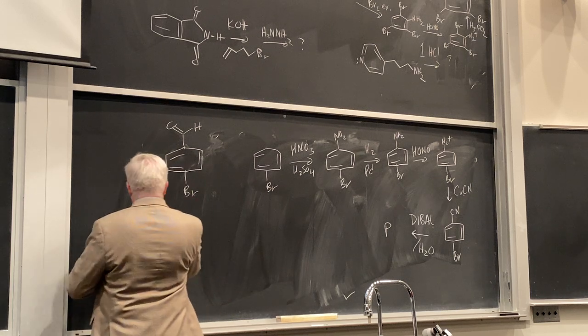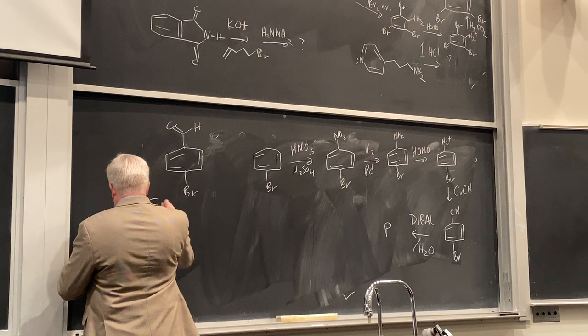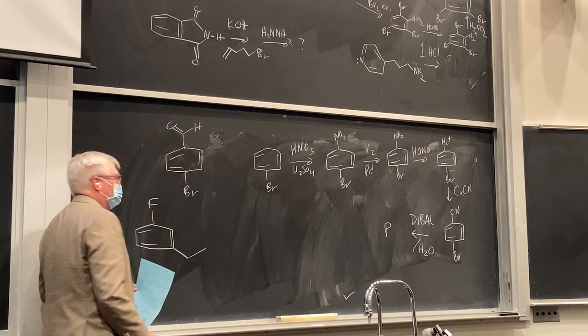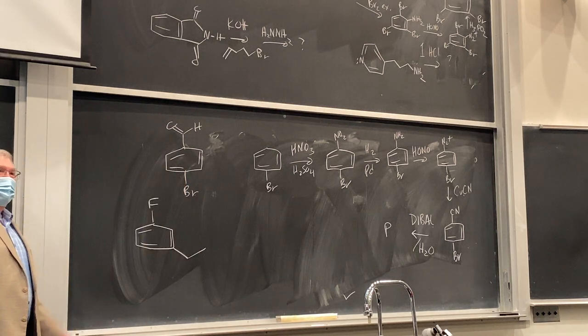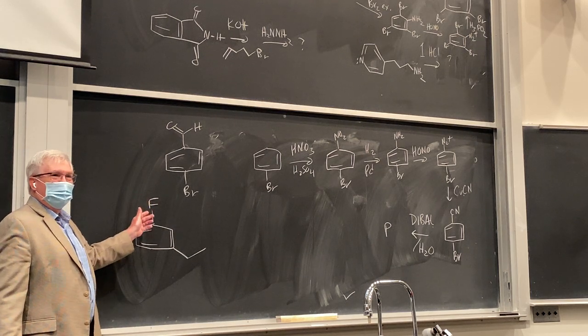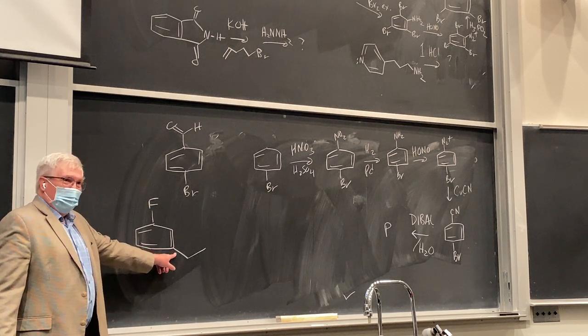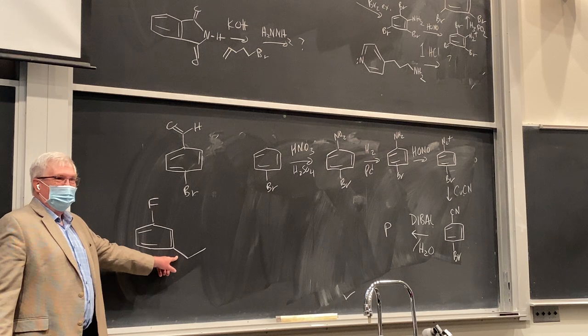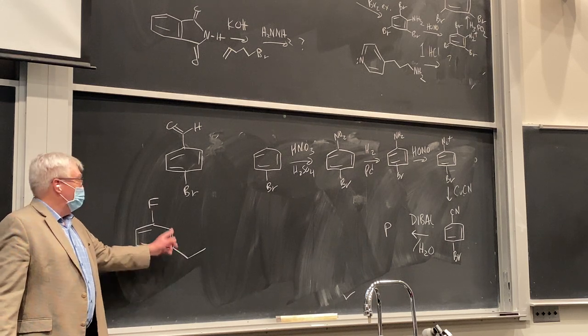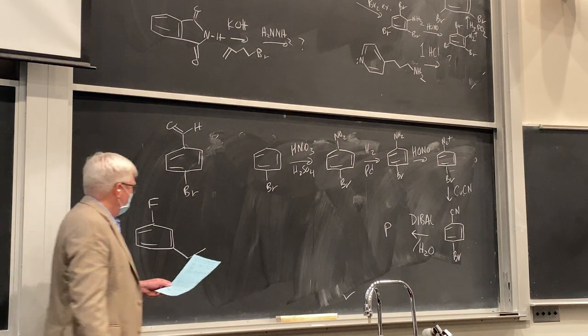Okay, here's another hard one. How would you make fluoride with an ethyl group there? Okay, so this is the only way we know how to make the fluorides now, with the hydrogen tetrafluoroboric acid. And notice it's meta to this ethyl. An alkyl group is an ortho-para director, right? And so are the halides. So obviously there's some different things we need to do here.